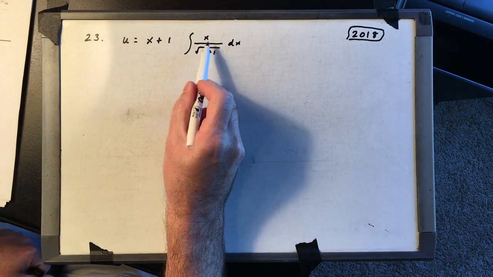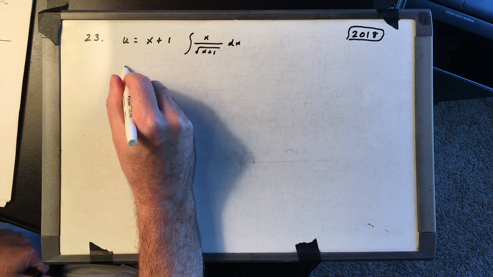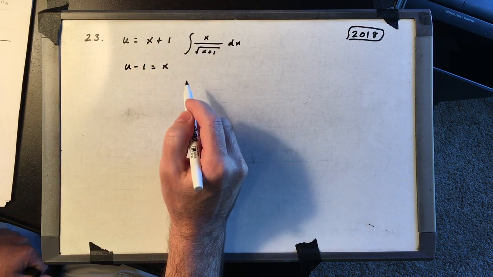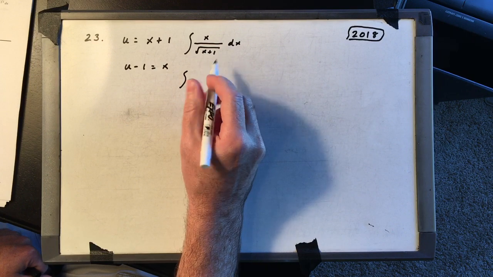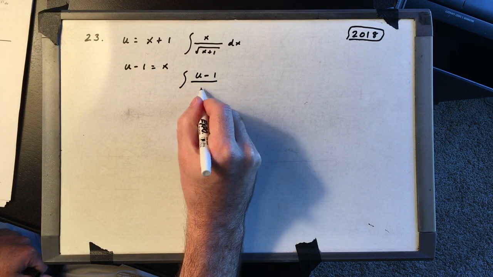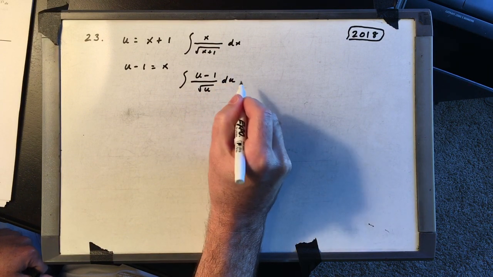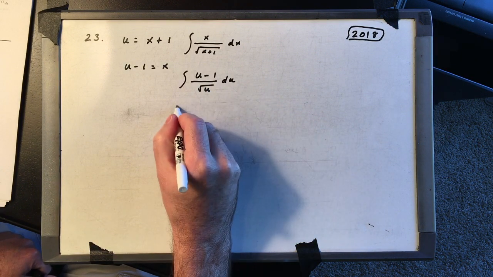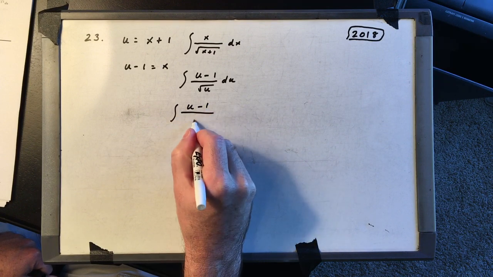So if u is equal to x plus 1, then u minus 1 is equal to x. Just move the 1 over to the left. So we could then rewrite this, and x plus 1 is already u. We could rewrite this as u minus 1 over the square root of u. What you could think of that as is u minus 1 over u to the 1/2.